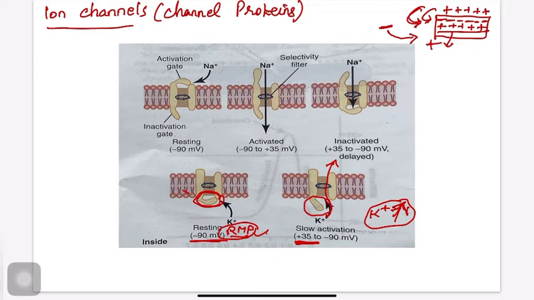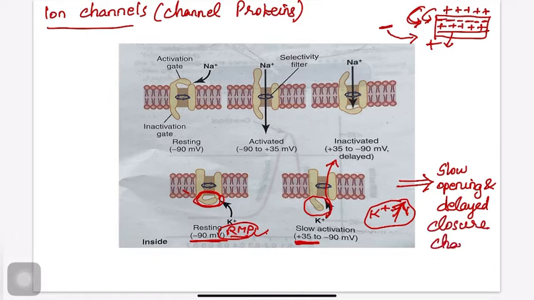The very peculiar characteristic of the potassium channel is that it is a slow opening and delayed closure channel. What does it mean? The opening of the potassium channel is very slow and the closure is delayed.